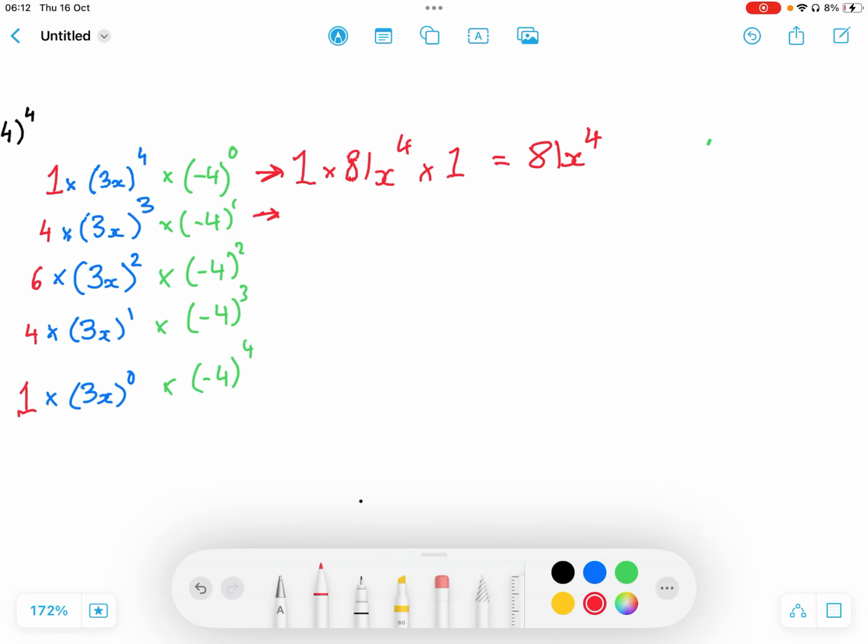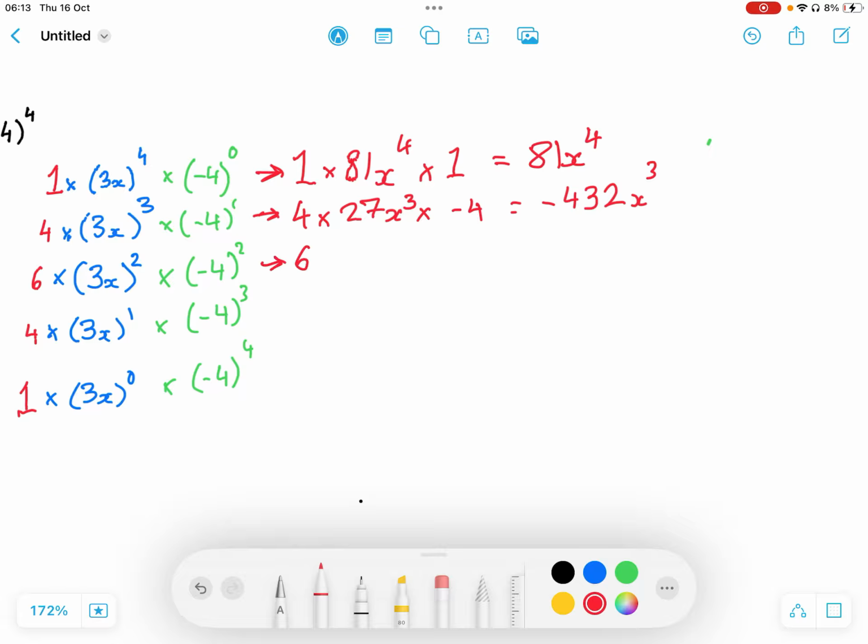4 times 3x cubed. Well, 4 times 3x to the power of 3. Again, it's not 3x cubed, it's 3 cubed and x cubed. So we're going to do 27x cubed multiplied by negative 4 to the power of 1, which is just negative 4. Okay, well, 4 times 27, I'm going to get one of these wrong, but 4 times 27 gives us 108. Now, 108 times negative 4 is going to be negative 432x cubed. Yeah? Nice. Next one.